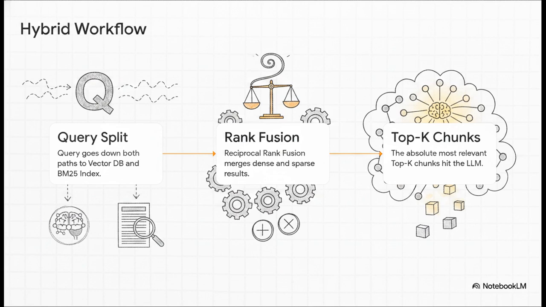So, how does it actually function under the hood? As your query enters the system, it splits down both paths simultaneously. One path heads straight to the vector database to find that conceptual meaning, while the other hits the BM25 index looking for exact keywords. And here's where it gets really cool. The next step is a clever mechanism called reciprocal rank fusion. Think of this as the ultimate mediator. It mathematically merges those dense and sparse results, scores them, and hands only the absolute most relevant top K chunks to the large language model. You're getting the nuance of AI combined with the pinpoint accuracy of traditional search.